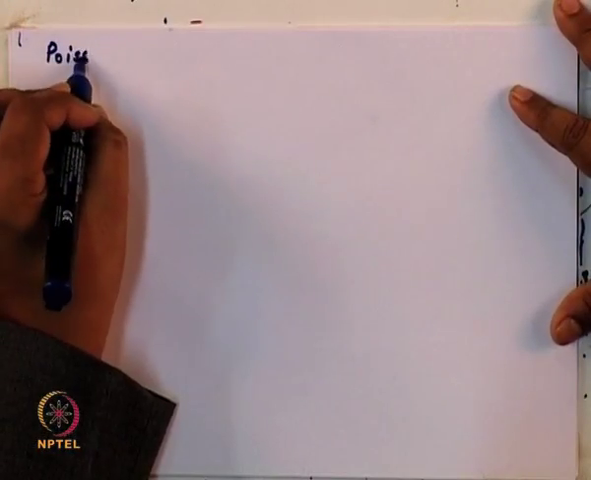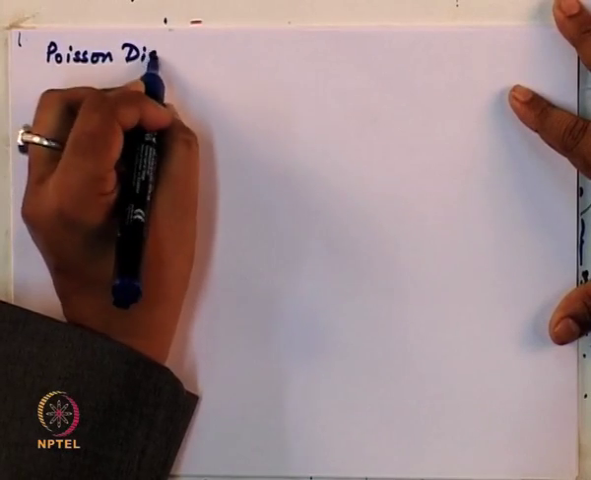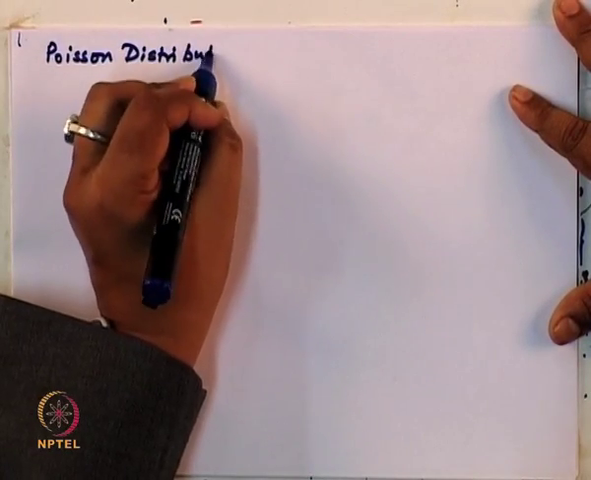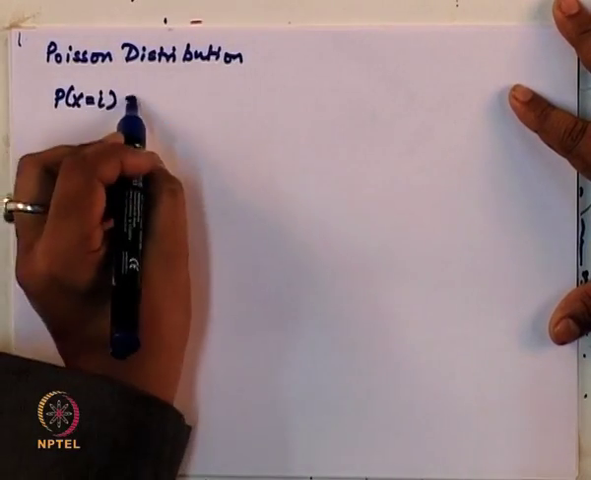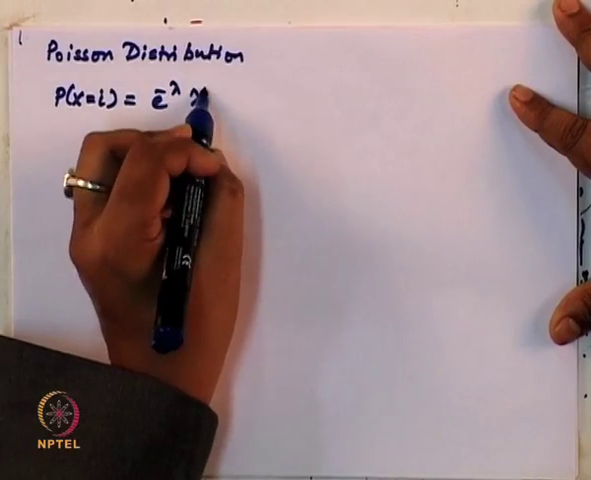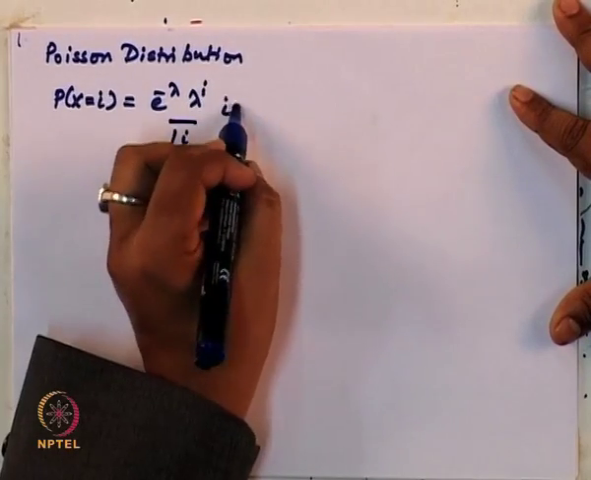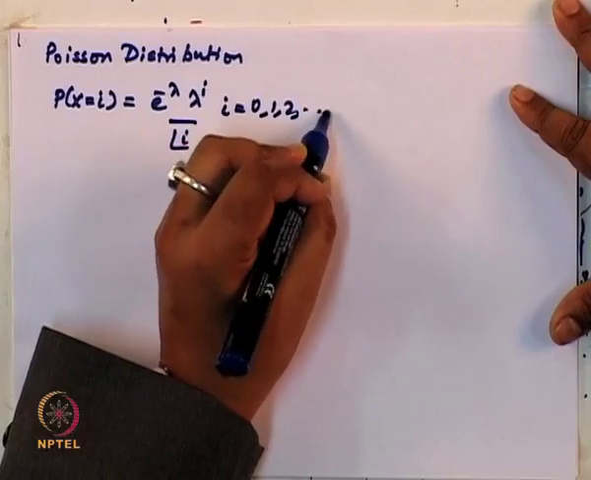So, we would like to continue and discuss two very important distributions today, but before I start I would like to briefly review what was discussed in last class. In the last lecture we discussed the Poisson distribution. For the Poisson distribution, probability of x equal to i is given by e to the power minus lambda, lambda to the power i by factorial i, for i equal to 0, 1, 2, and it goes up to infinity.